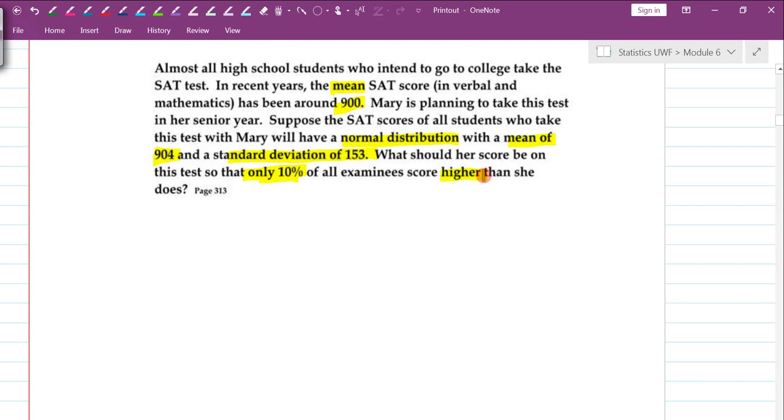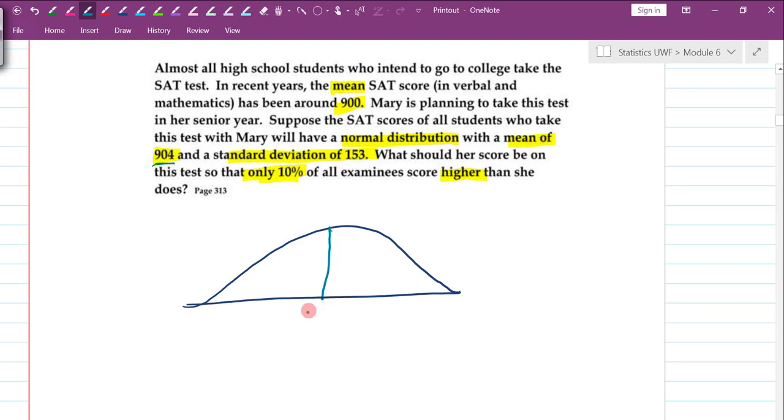So we need to go ahead and draw a picture of what we're asking here and what it looks like. We're going to grab some ink and draw a picture of the initial situation. In the center is our mean, which is 904. We want to find a value of x so that 10% of the people score higher than Mary, but not more. So we're going to put x. We don't know what that value is.